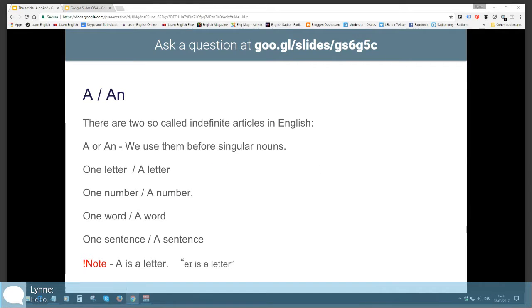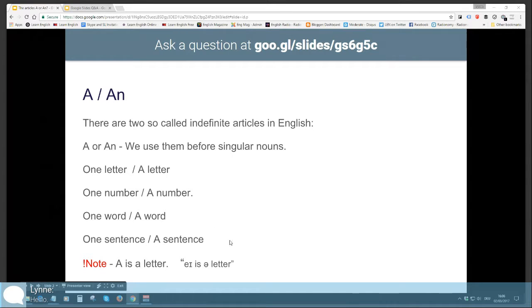So, these indefinite articles, there's 2 of them. Next week we'll look at a couple of others. We're going to just sort of concentrate on a and an in this session. So there are 2 so-called indefinite articles in English, a or an, and we use them before singular nouns. Remember, nouns are just words, they're just things, don't be frightened. For example, 1 letter, a letter. 1 number, a number. 1 word, a word.